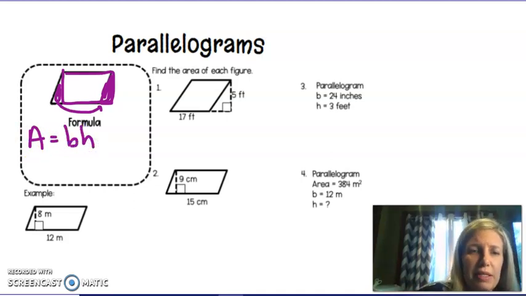Let me explain where the base and the height are. Can I erase? Let's see, I can. Let me erase what I just did.